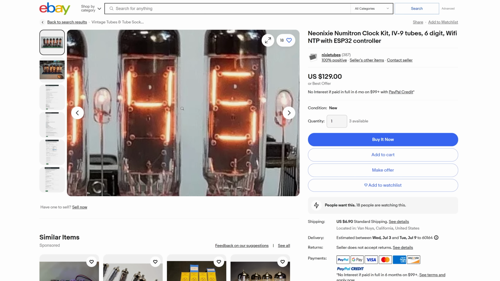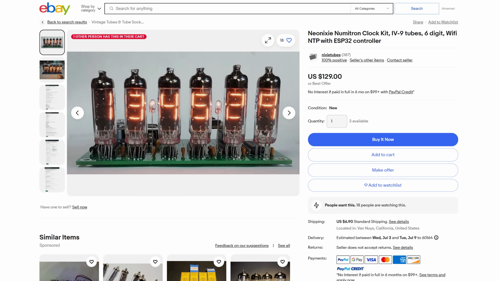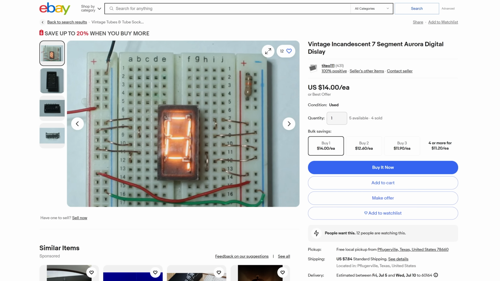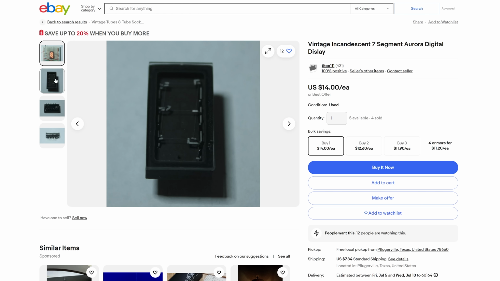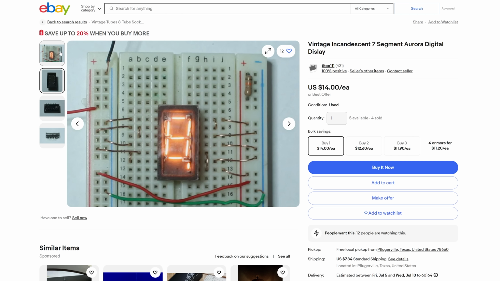These IV9 tubes have filaments that sag under their own weight. Later, incandescent 7-segment displays just like Numitrons but in flat packages appeared, and for some reason I have a memory that they were common in gas pumps for a brief time, but literally I have no idea why that's in my head. I just read it somewhere somewhen.